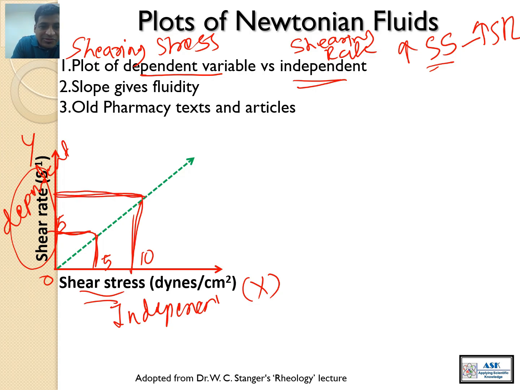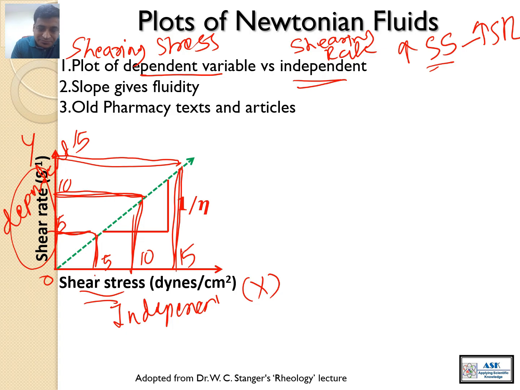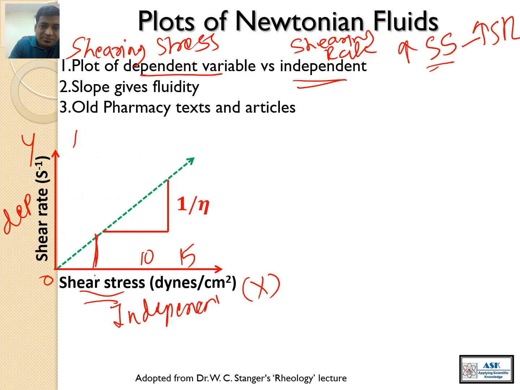That's the proportional relationship. If I increase the shearing stress by triple as compared to this one, 5 times 3 is equal to 15 dynes per centimeter square, the shearing rate should be triple, isn't it? So it should be 15 seconds inverse. And from the slope you get the fluidity. Let me rub it out. From the slope you get the fluidity.